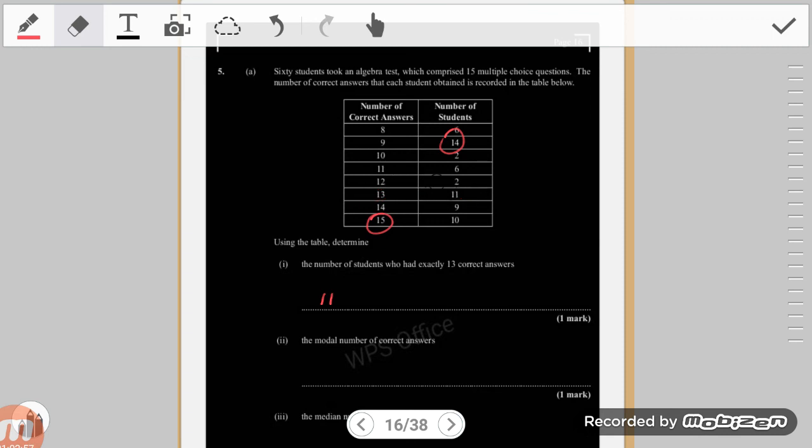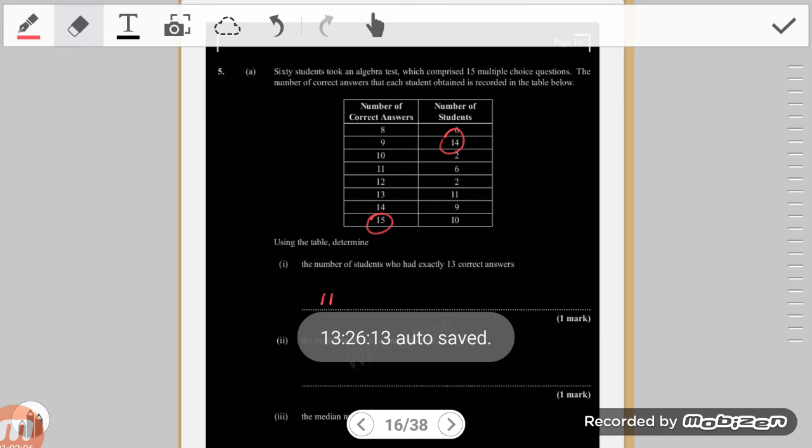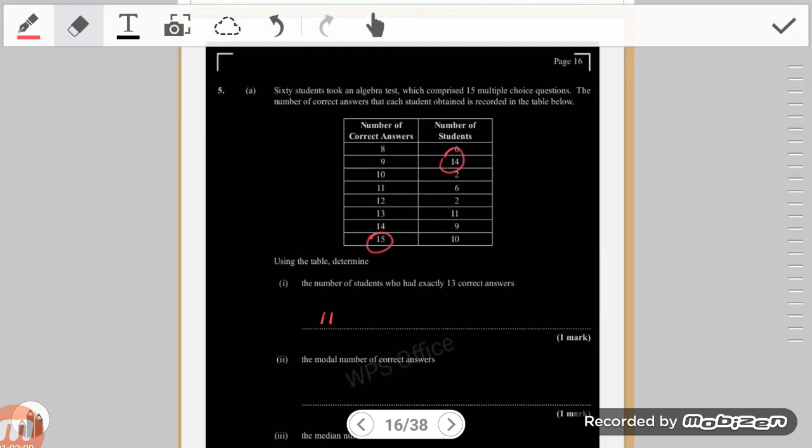Alright, because you're looking at the fact that the number of correct answers could be the frequency, or some person might be thinking that they ask for the modal number of correct answers, so they're looking at the fact that 14 students was the highest amount of students. But in fact, if we're looking for the modal answer, what we're looking for is the number of correct answers that were received by the most students. So the most students that got a particular answer was 14, but the modal correct answer is 9. Or the modal number of correct answers is 9.